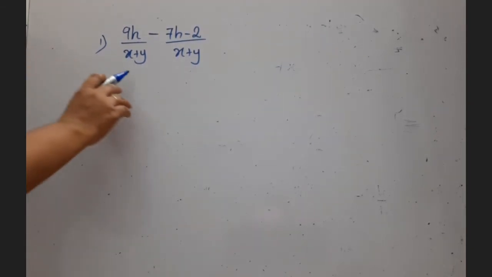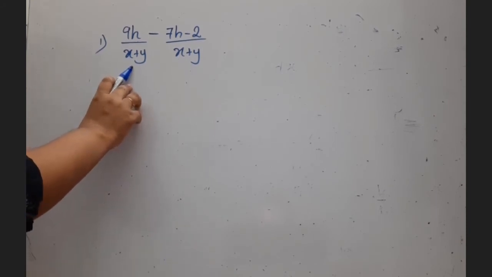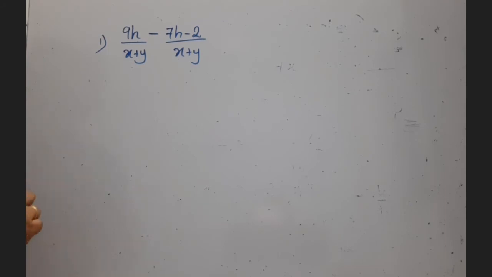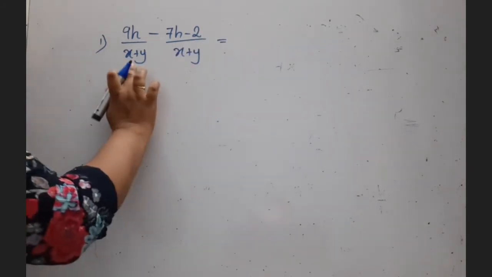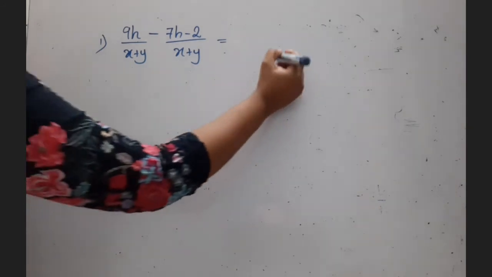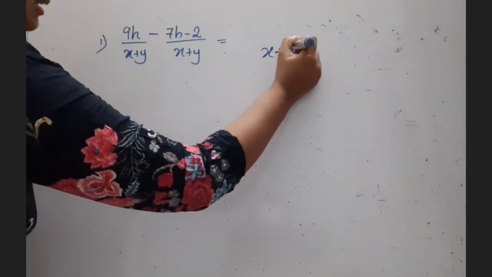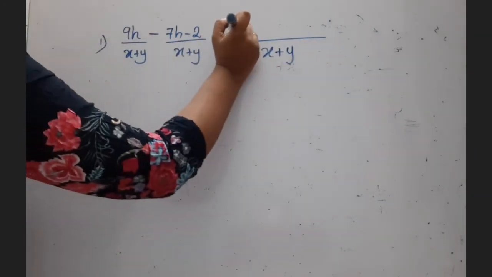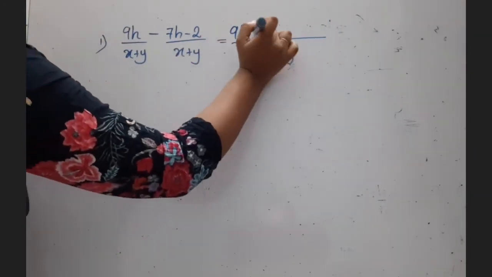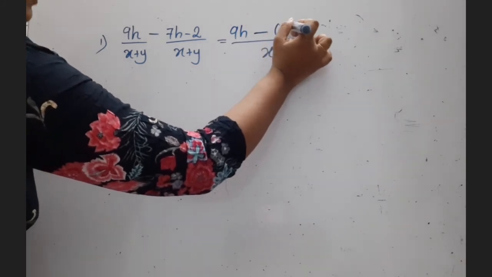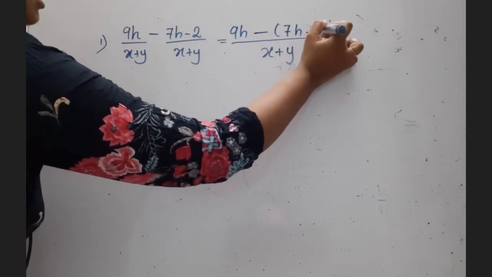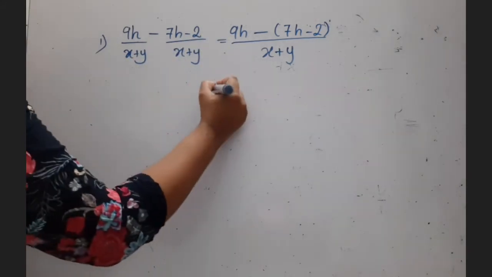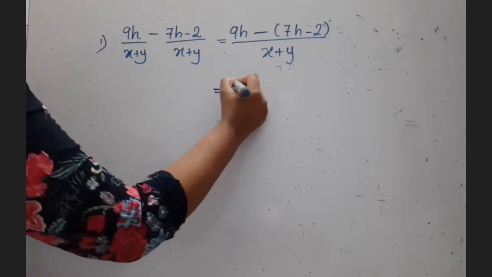As you can see here, they are algebraic denominators, but they are the same. So no need to make any changes, because both denominators are the same, we simply write x plus y as the denominator. Then we should subtract 7h minus 2. So we have to write it within the brackets and subtract it from 9h.